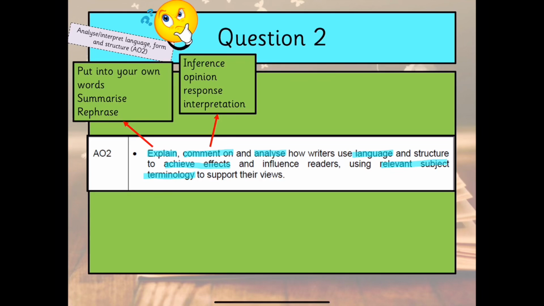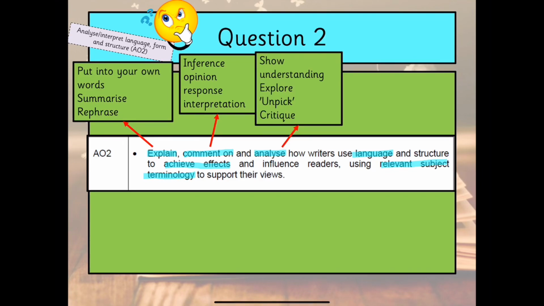In order to comment on a text, you have to draw inferences or form an opinion, response, or interpretation to it. So being able to draw an inference or comment on possible meanings of words, phrases, and devices is where you're going to pick up the marks here, rather than just saying, it says this in the text. Being able to say, it says this in the text, which makes me think, or which suggests, and we'll go through some examples of what that looks like in student writing in a moment.